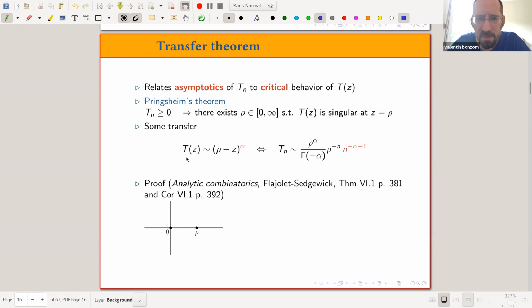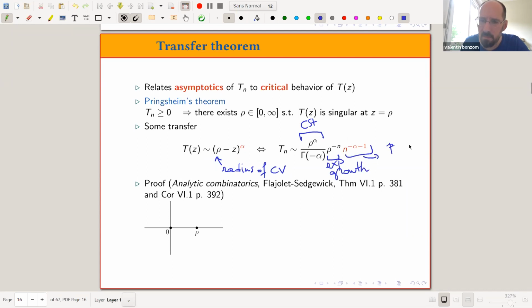It tells you that it's equivalent for the generating series to have this kind of singularity, rho minus z to the alpha, where rho is the radius of convergence of the series. And having a singularity with exponent alpha is the same as having this asymptotic behavior. So here, I can tell you that's a constant, so you couldn't care less. Here, it's some exponential growth. And this is a power law that depends on alpha.